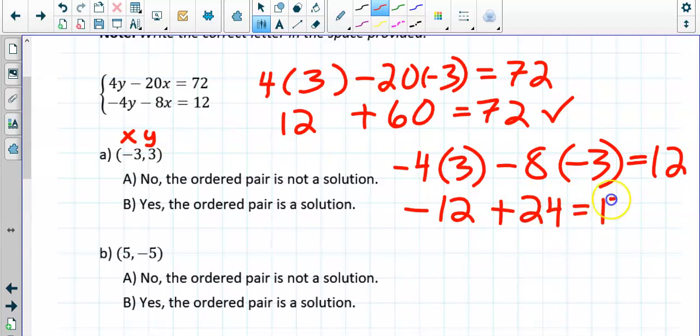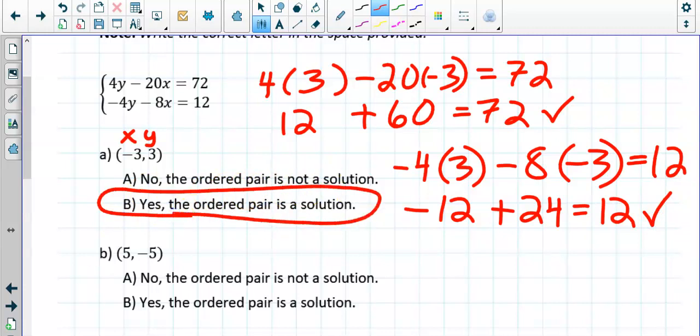And does that give us a +12? Yes. So it works in both. So is this a solution? Yes. So yes, the ordered pair is a solution. And then we're going to check the next guy. So 5, -5. And we're going to repeat that process again.